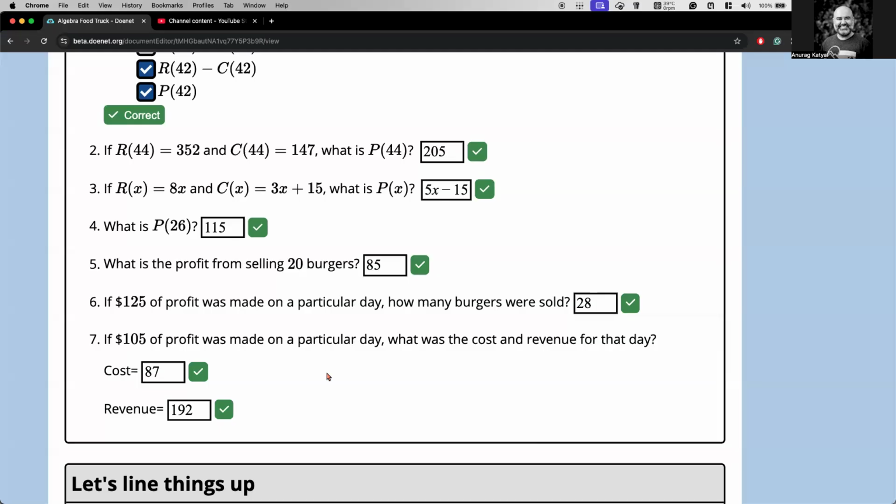Yes, no, maybe so. What's the difference between this revenue and this cost? What's 192 minus 87? Hey, it's almost like that was the profit we made. Yes, no?